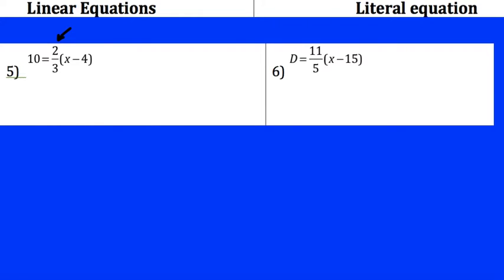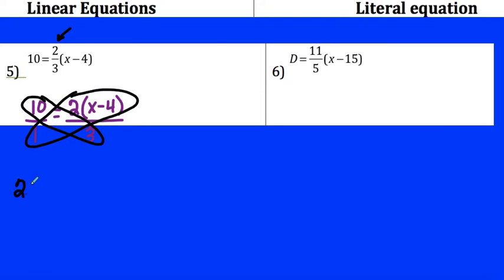So first we have to get it into proportion structure. This is a little funky, so watch and be very careful. So I would write 10 over 1 equals, this expression has to go in the numerator. So it would be 2 times (x minus 4) over 3. So now I have a proportion. This is actually a really nice way to solve this equation. So now I can multiply both sides by 3, or cross multiply.